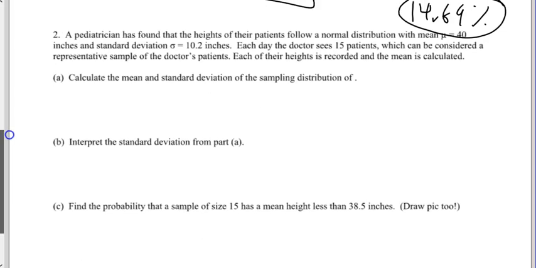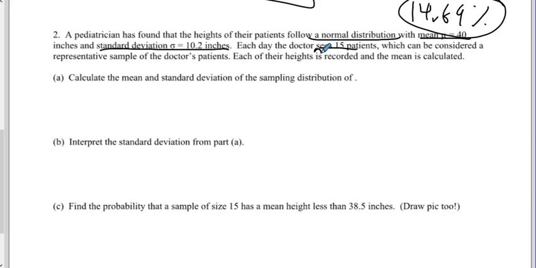And that's it. Number 2. Here we go. Pediatricians found the heights of their patients follow a normal distribution. That's important. Now again, in this study guide and the quiz, we're not actually doing the whole normal thing. But when you're doing these problems, like on a final, you want to look for these key terms. Here's the mean of 40, standard deviation of 10.2, we're talking about inches. Each doctor sees 15 patients, that's our n.